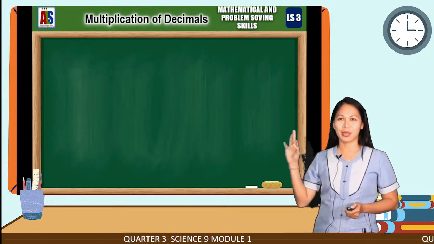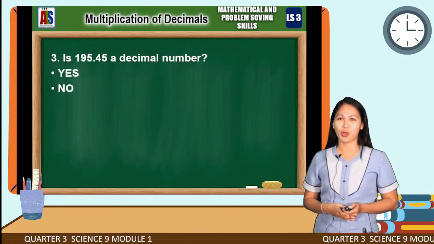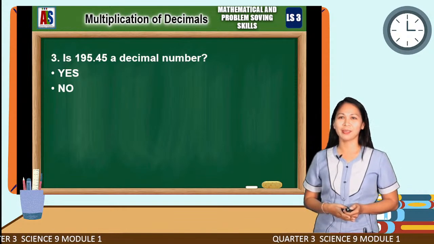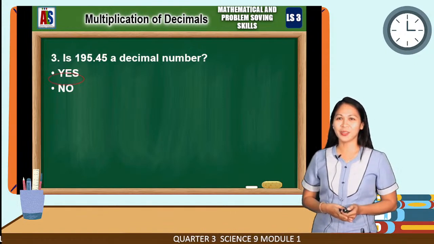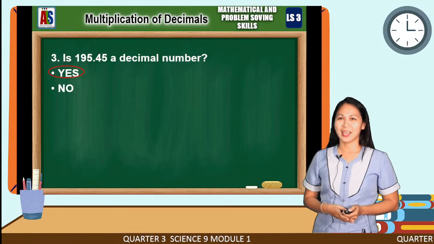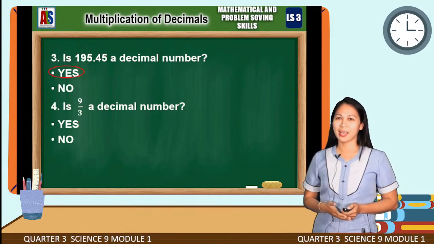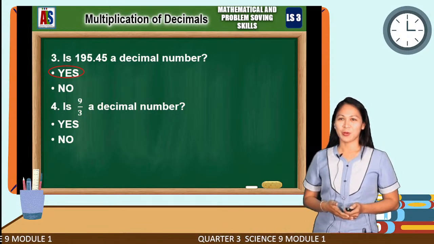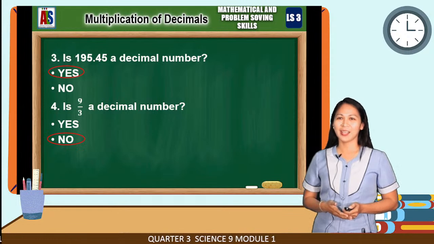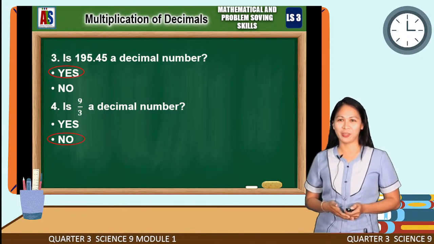And number 3, is 195.45 a decimal number? Yes or no? Correct. The answer is yes. And last, number 4, is 9/3 a decimal number? Yes or no? Correct. The answer is no, because 9/3 is a fraction.